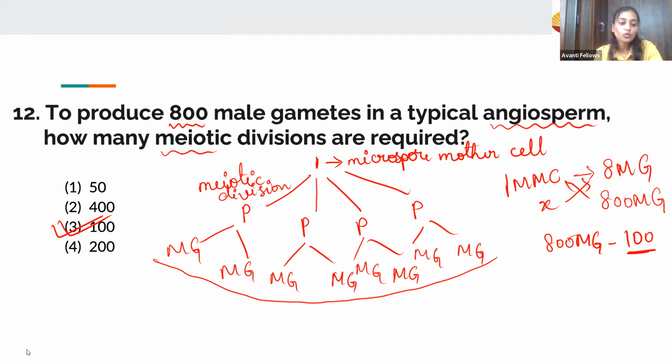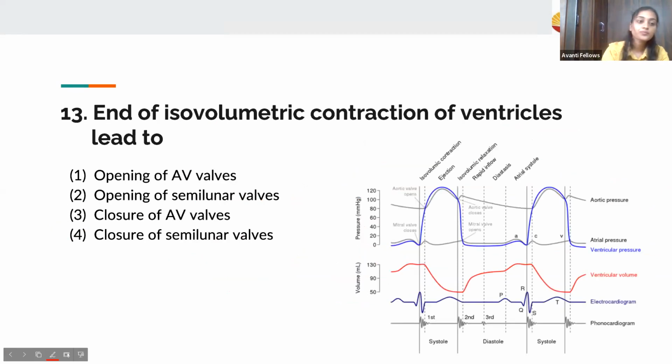Yes, so let's move on to the next question. That is the 13th question. The 13th question says: the end of isovolumetric contraction of ventricles leads to. The first option says opening of AV valves, or the opening of semilunar valves, or the closure of AV valves, or the closure of semilunar valves.